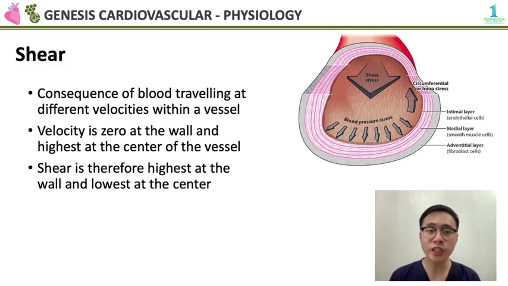So when we talk about shear, this time, this is a consequence of the blood traveling at different velocities within a vessel. So you can see here that in the center, the blood velocity is highest. Velocity, on the other hand, is 0 at the wall and it is highest, therefore, at the center of the vessel. Baliktad sila ng shear. So the shear is therefore highest at the wall and lowest at the center. Okay, so yun yung pinaka-important lang naman dito is the baliktarang relationship ng velocity and the shear.